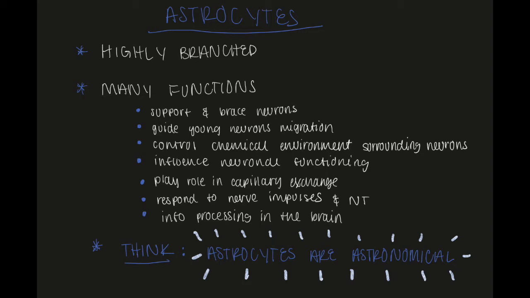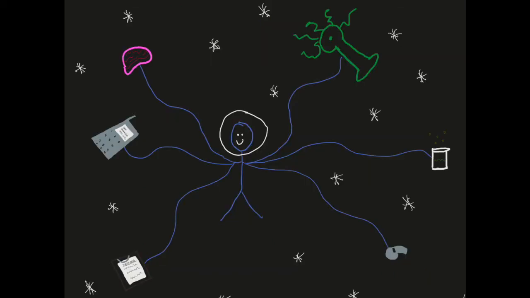So these cells perform a lot of different functions within our central nervous system. These cells are highly branched and perform functions like supporting our neurons, roles in information processing, and many more. So the way I went about remembering the astrocytes and their functions is by saying my astrocytes are astronomical, and I'll show you why. So this is our astrocyte. As you can see, there are a lot of limbs or branches on our highly branched astrocyte. And he's wearing a helmet because he's astronomical. He's in space right now.